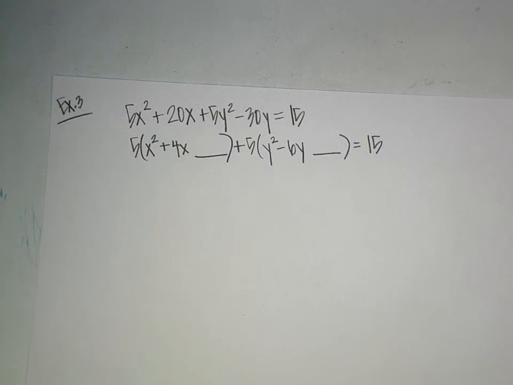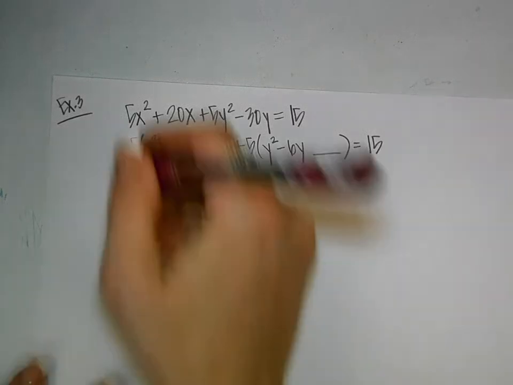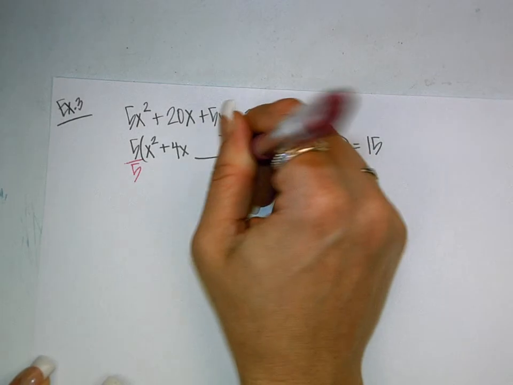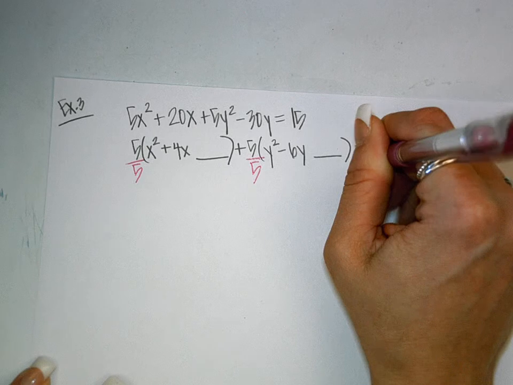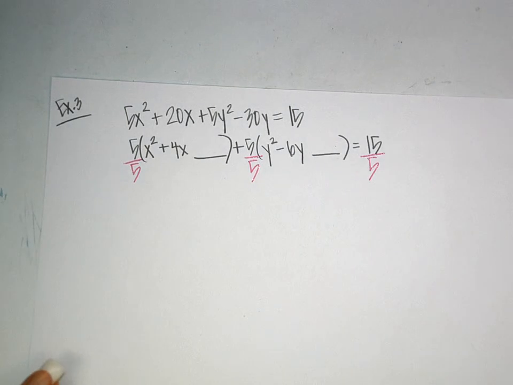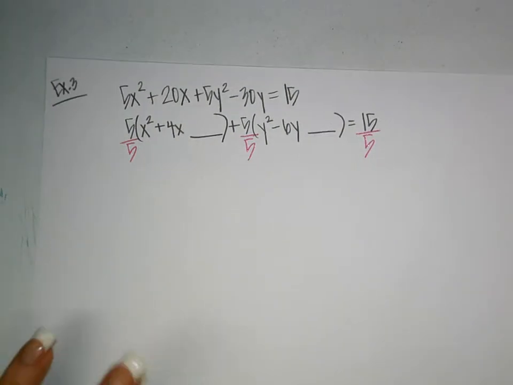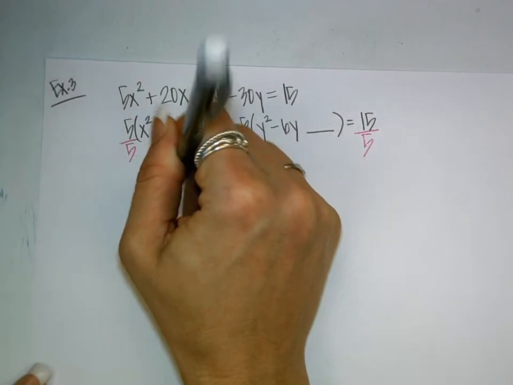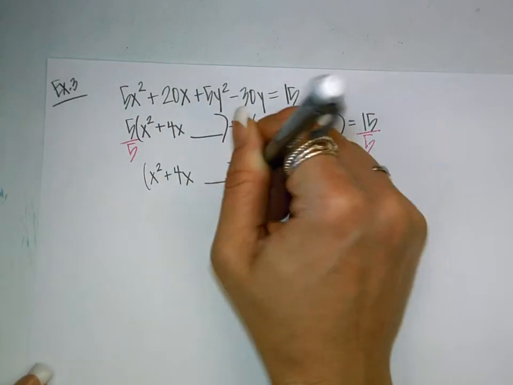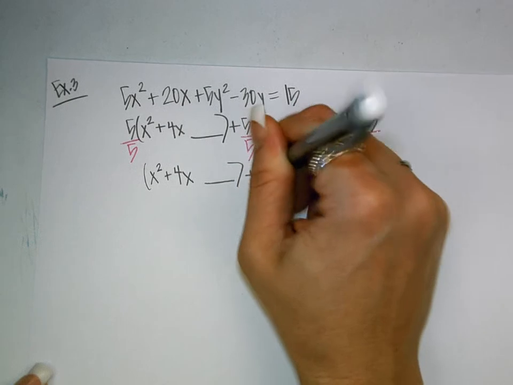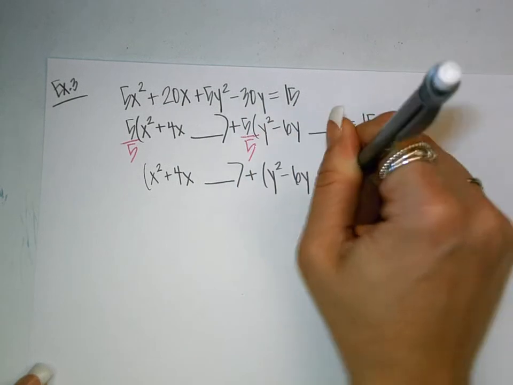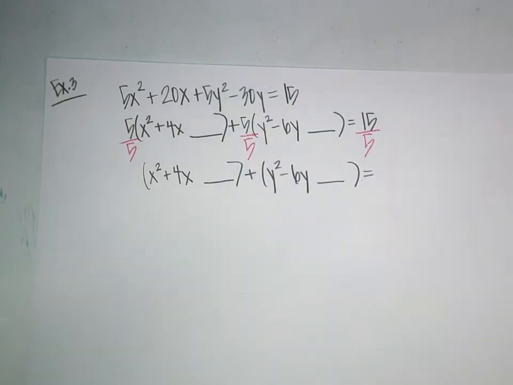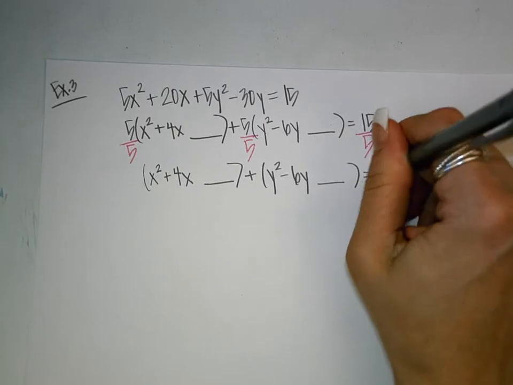So how do you think you're going to get rid of that number? Divide it away. Okay, so we're going to divide the entire thing by 5. So we're going to divide by 5 on this side and 5 on that side. And what's going to end up happening here is these just go away, and that's fine. We're going to be left with x squared plus 4x. You still have that space. Plus y squared minus 6y, and you still have that space. 15 divided by 5 is going to leave you with a 3.